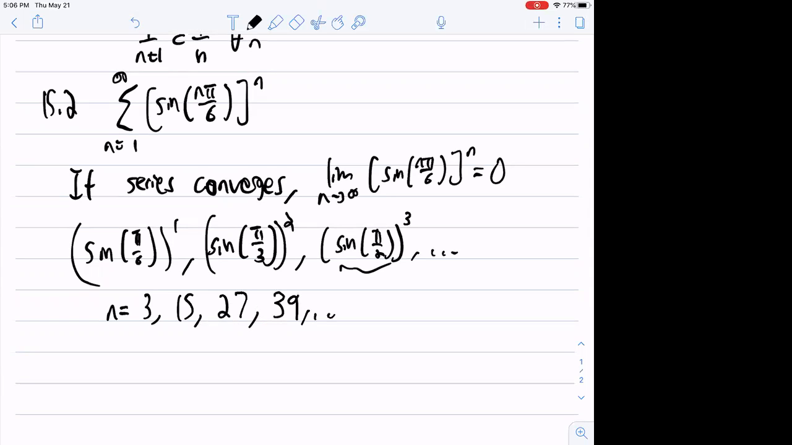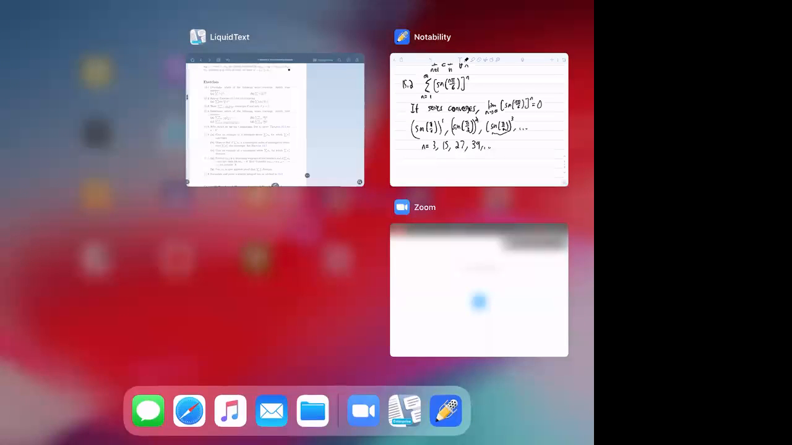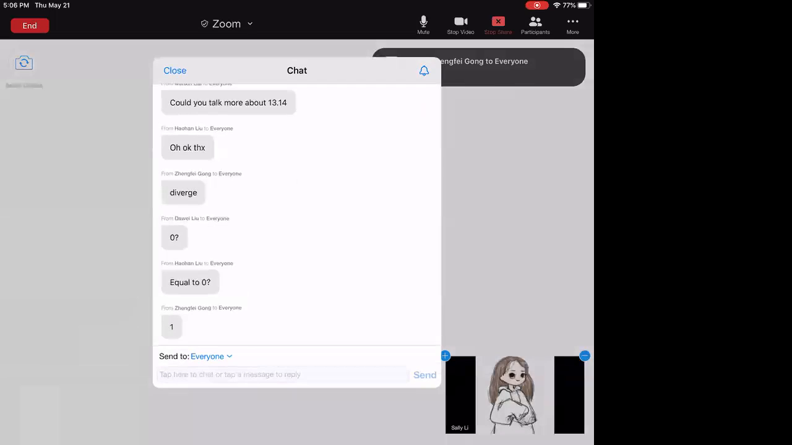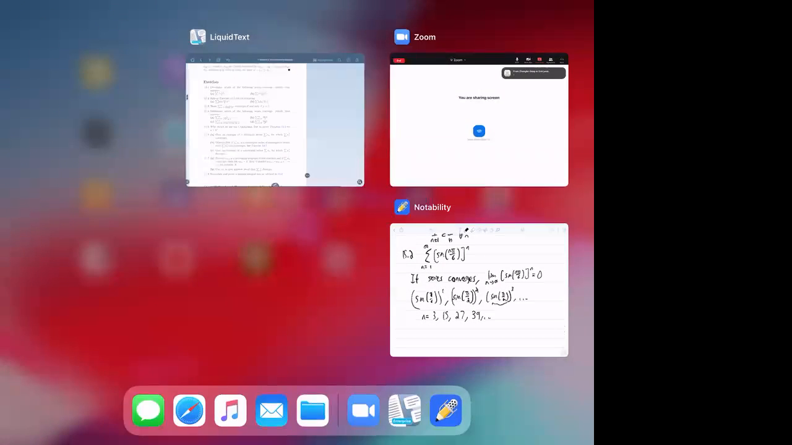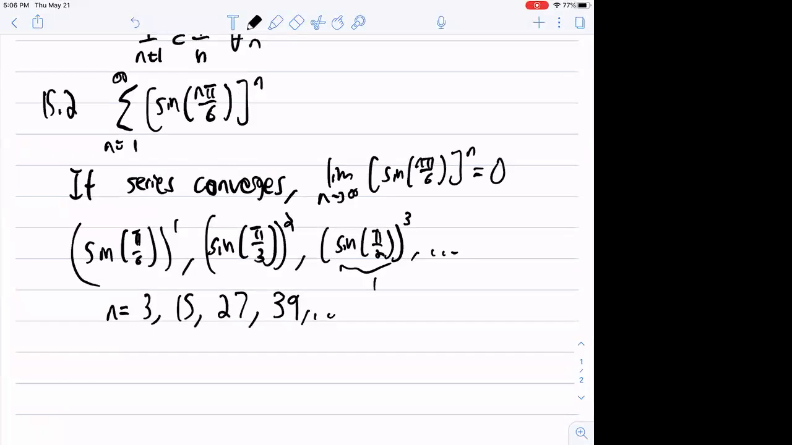The sine of 15 pi over 6 is the same as pi over 2, because I'm just adding 2 pi, since 2 pi is the same as 12 pi over 6. That's why I'm adding multiples of 12. What is sine of pi over 2? Great, it's 1. And I don't care what this power is, because 1 to any power is 1. So no matter how far I go, I have infinitely many 1s in my sequence.